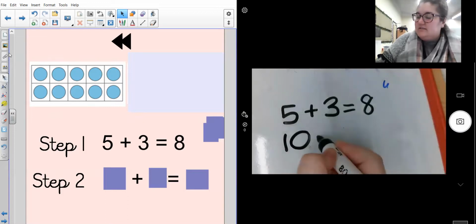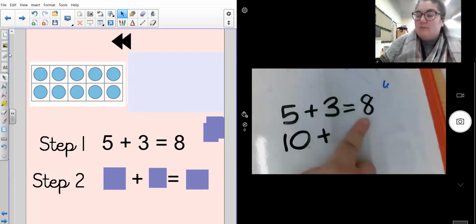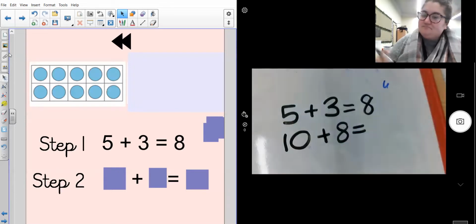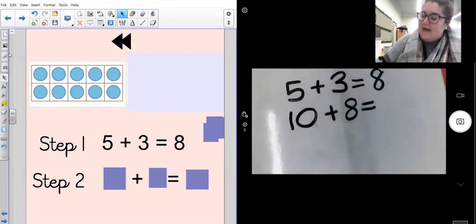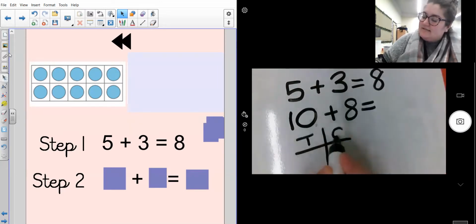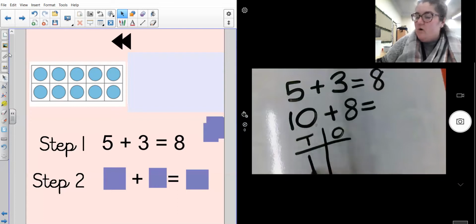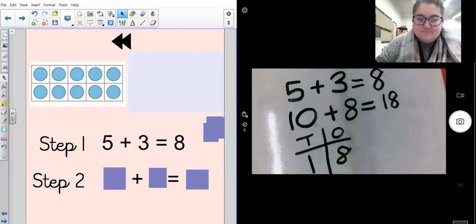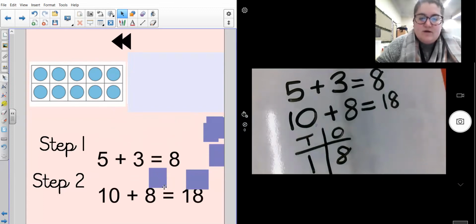So I've got 10, and then I'm going to add my ones from earlier, 10 add 8. Okay, and then this is where I can think about my place value and my tens and my ones, and I know I've got 1 ten and 8 ones, and together that makes 18. Let's see. So there we go. I've got my 10. I've added my 8 ones from earlier, and that is equal to 18.